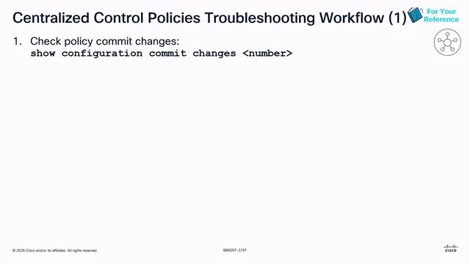Step number 1, to ensure that changes arrive on the smart controller. The easiest way to do so is to check configuration commit changes. It will tell you the timestamp and who did the changes and the diff, as it is seen on vSmart, if configuration arrived on vSmart, certainly.